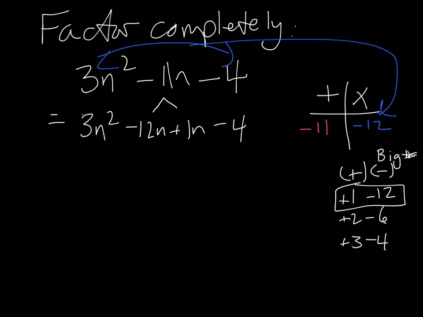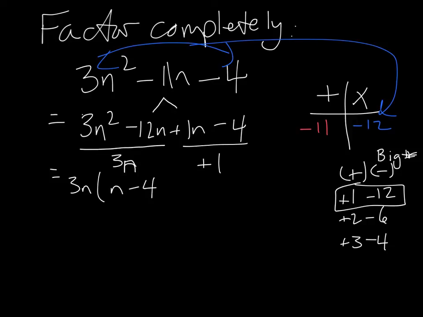Right, so now I'm going to factor. So what does this have in common? We're going to factor by grouping here. I can recognize that they have 3n in common. And when I look at here, many students will sometimes say they have nothing in common, but they actually have a positive 1 in common. So I'm going to factor those out. I'll write 3n brackets: what's 3n squared divided by 3n? That's going to be n. What's negative 12 divided by 3? That's negative 4. And then it's plus 1 times n minus 4.